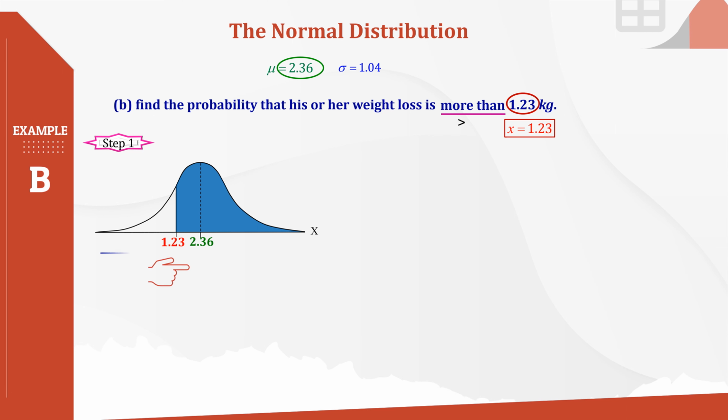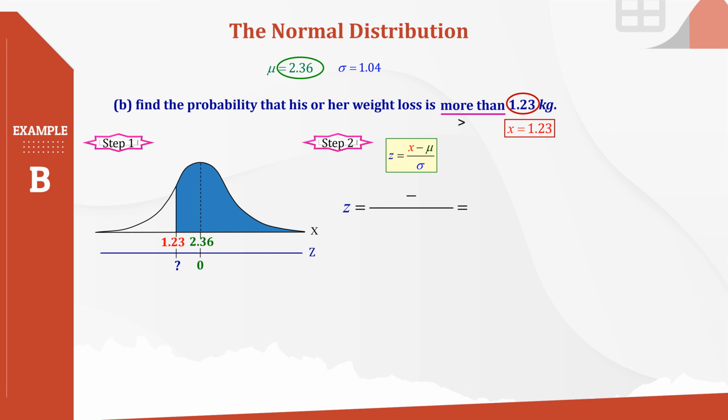We know the mean 2.36 becomes 0 in standard units, but we don't know for 1.23. Let's convert 1.23 into standard units using the formula. Substitute the mean and the sigma values into the proper position of the formula. Then place x value of 1.23 on the top left to get negative 1.09. Please round the z-scores to 2 decimal places.